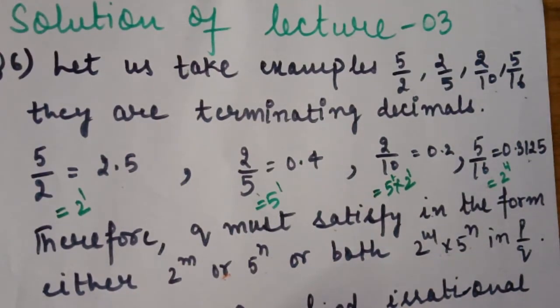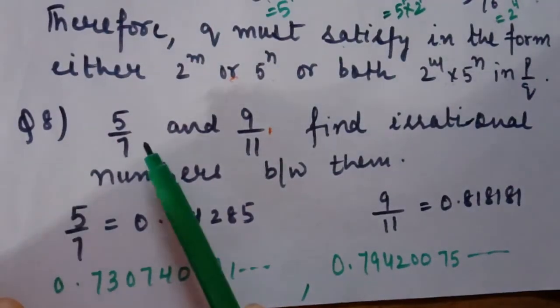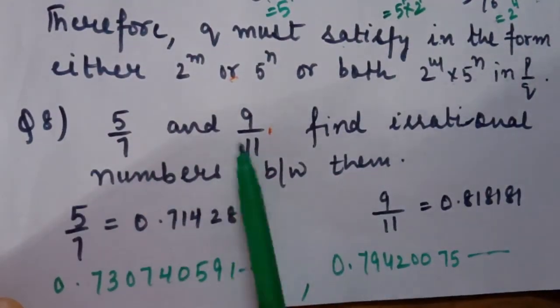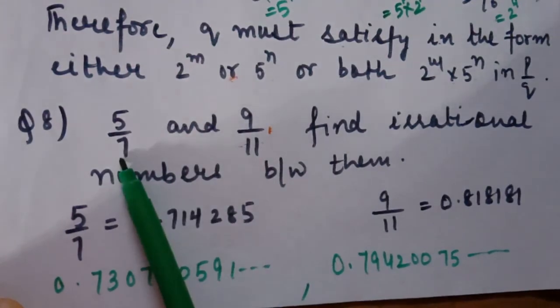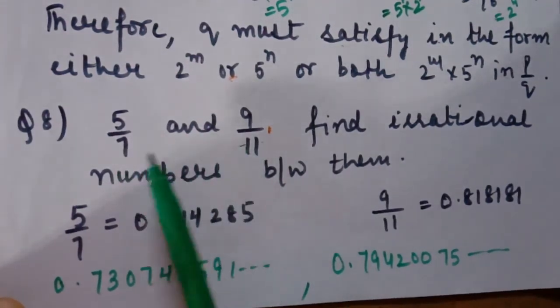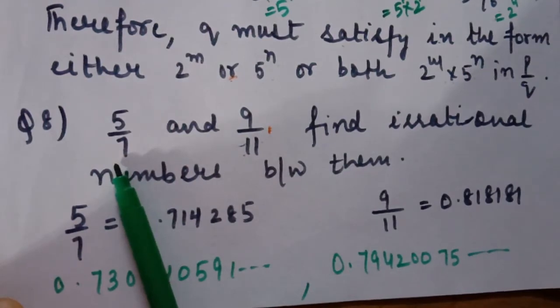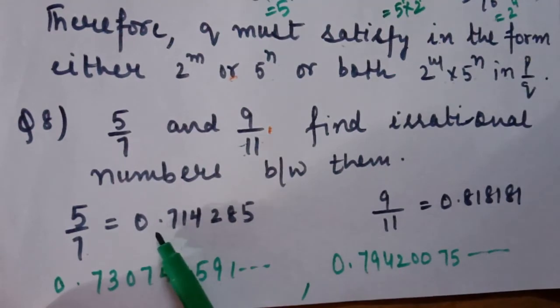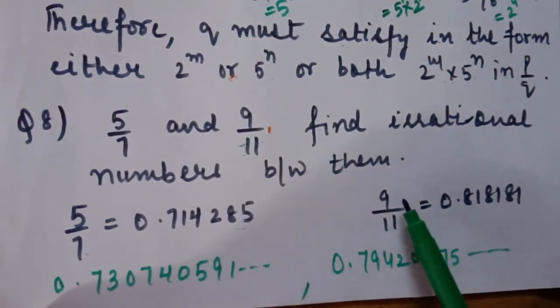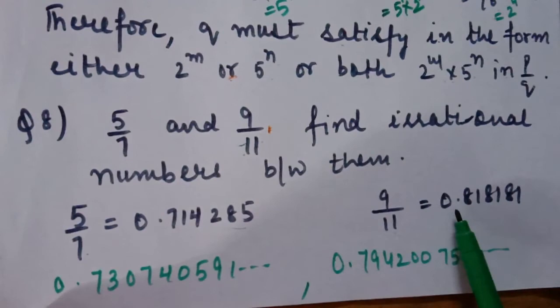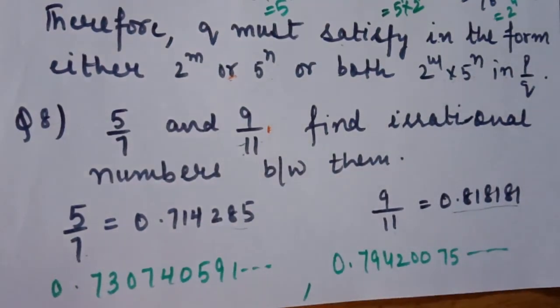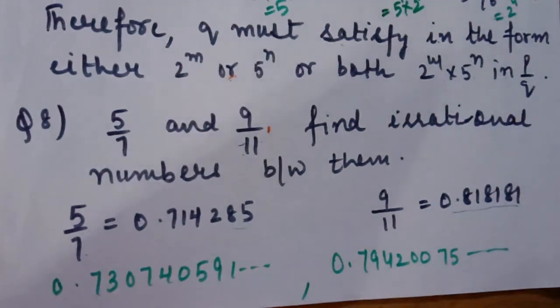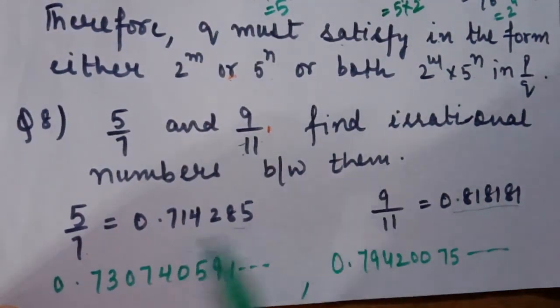Next, question number 8 is: find 3 different irrational numbers between 2 rational numbers. We have to find irrational numbers between these 2 rational numbers. So first of all we have to change these rational numbers into decimal expansions. For their decimal expansion we have to divide 5 by 7, and after this we get this, and then 9 upon 11. They are rational numbers, and this is their decimal expansion.